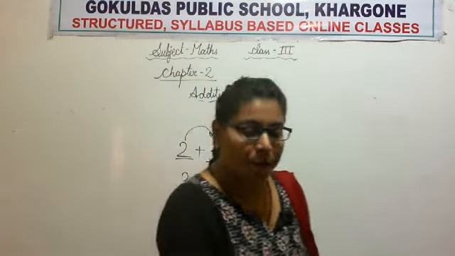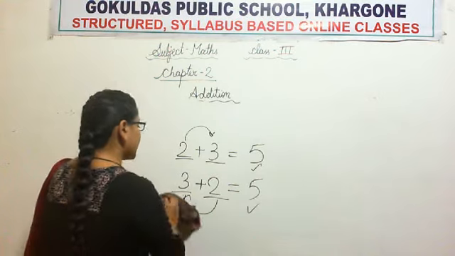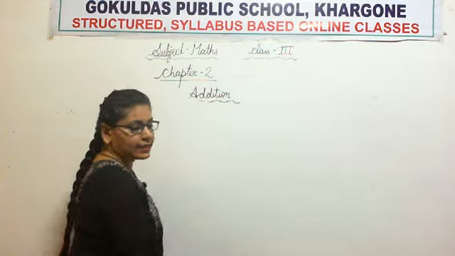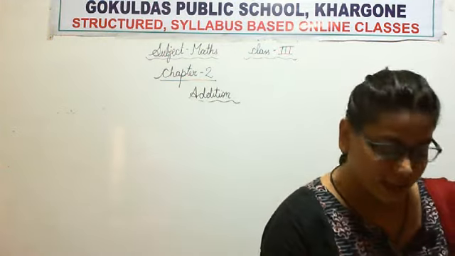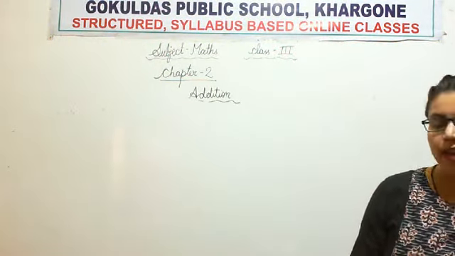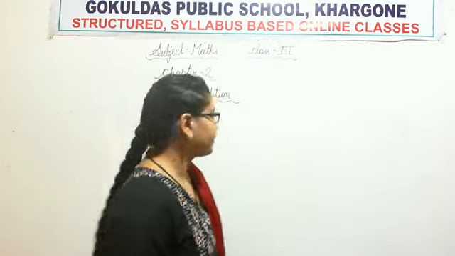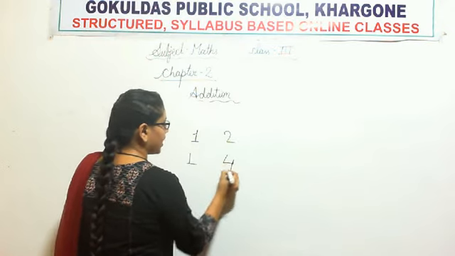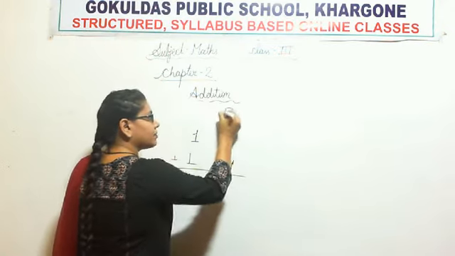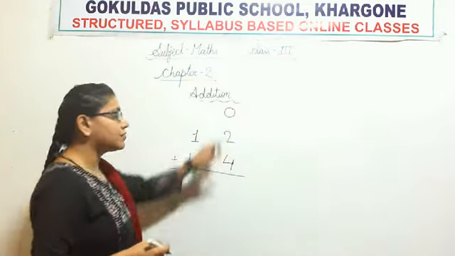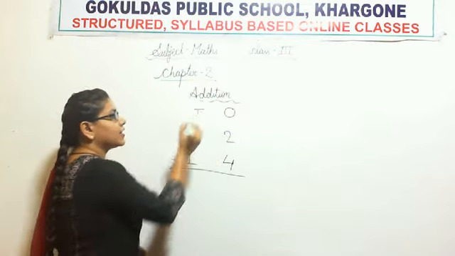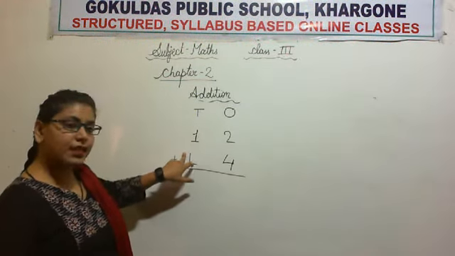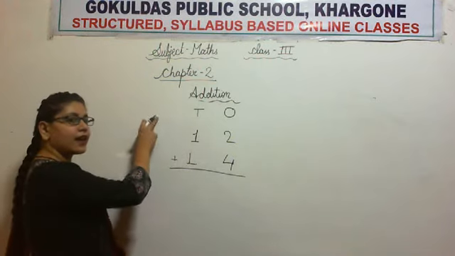All these properties you have learned in class 2: the order property, the zero property, and the successor property you have learned in chapter number 2. Now let's see how to do addition. Suppose this number is given. We know this place is ones and this place is tens. And what comes after that is hundreds and thousands.